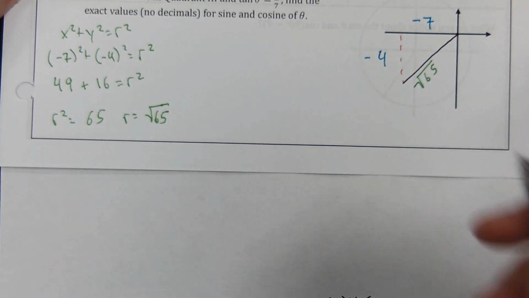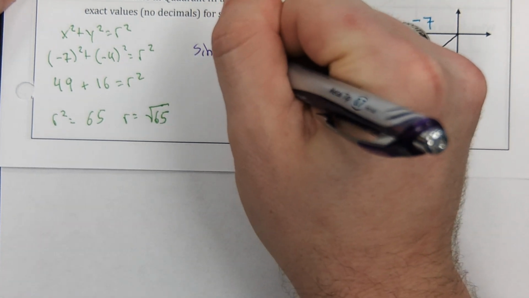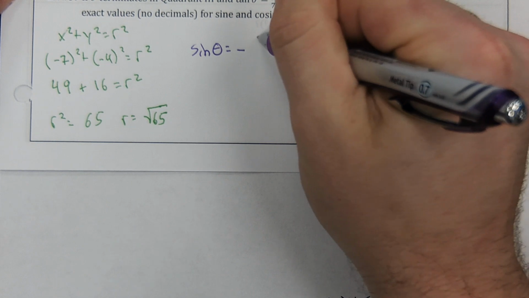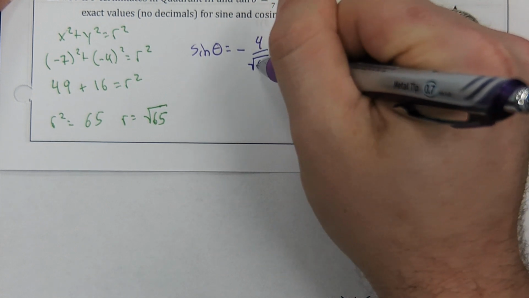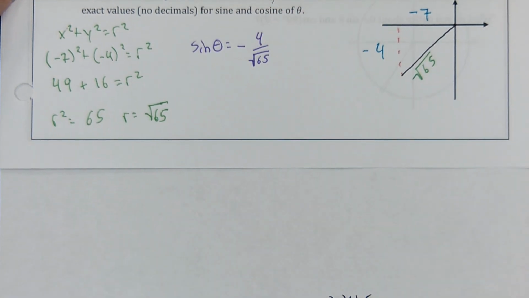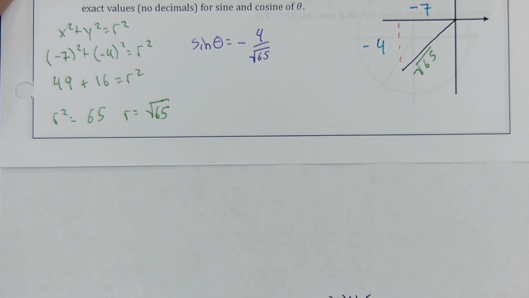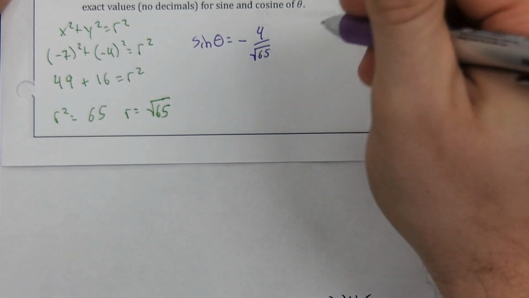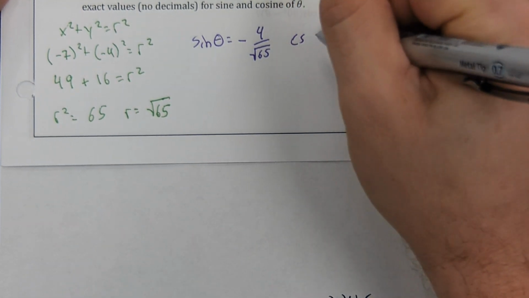Sine and cosine. Sine of theta, y over r. Negative 4 over root 65. You want to rationalize that? Fine. Multiply the top and bottom by root 65. Negative 4 root 65 over 65. The reciprocal of sine is cosecant.